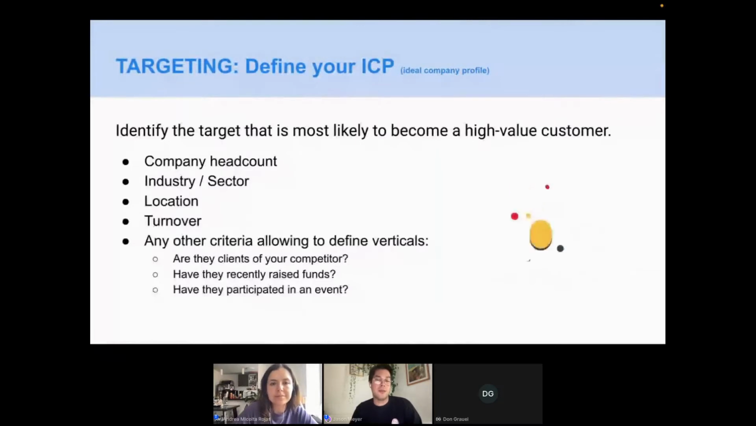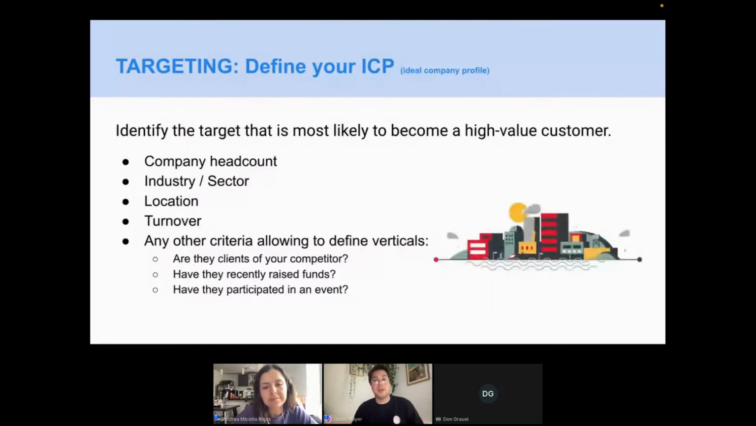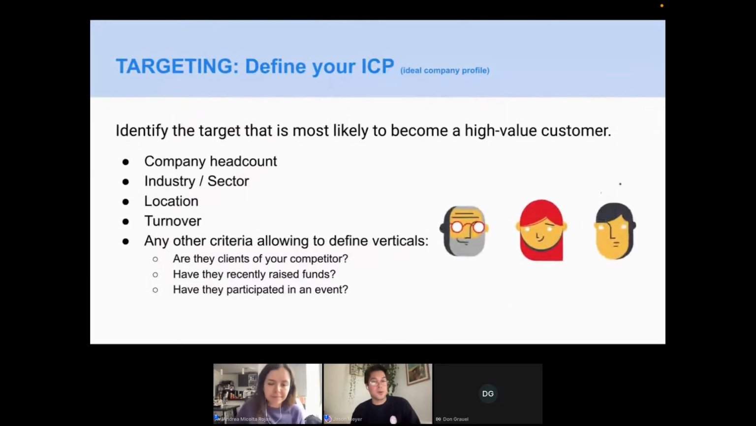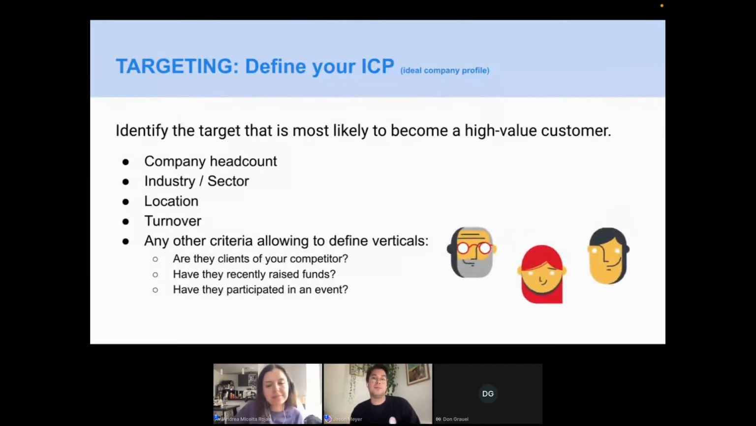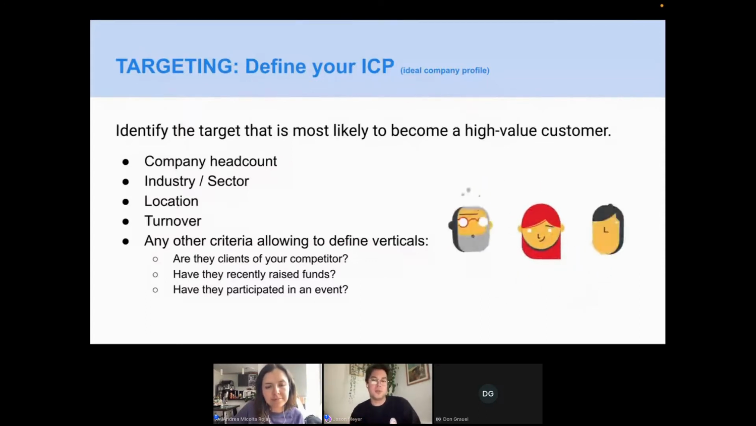What's the company headcount, meaning how many people work in that company, meaning the size of the company. Is it a small company? Is it a medium-sized company? Is it a big enterprise? Also, what industry or sector they belong to. Is it a software company? Is it a manufacturing company? Is it a cosmetics company? It depends what industry they're in as well.